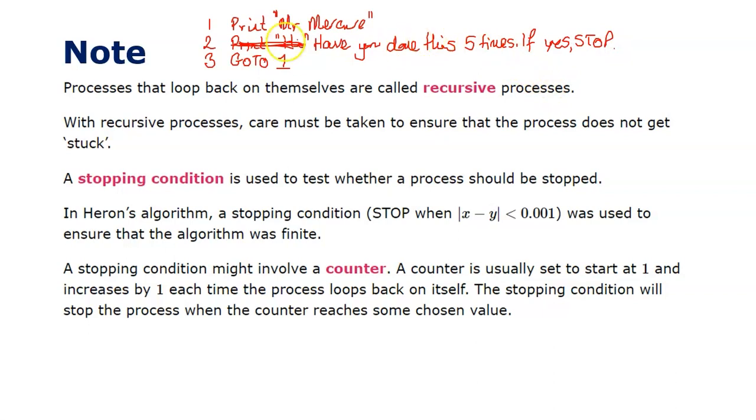Okay. And if not, you carry on, you go back to 1. And effectively, this program will print out Mr. McCure 5 times and then it'll stop. A stopping condition literally says things like that.